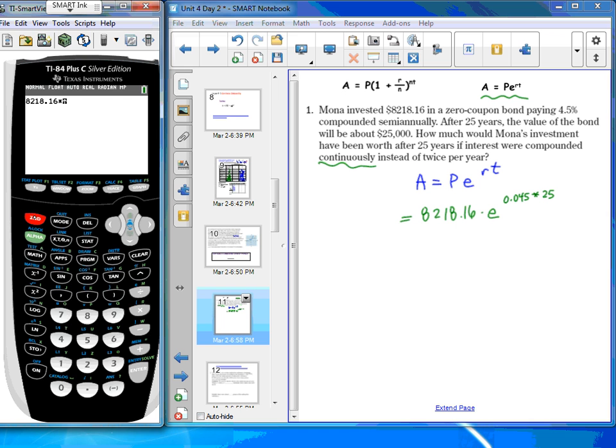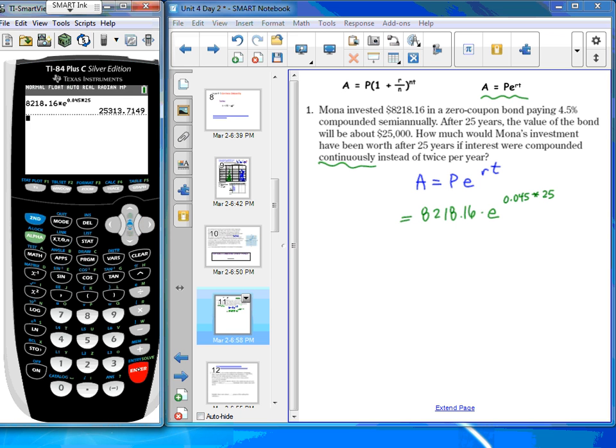times the number e is right there. Second division symbol is the number e. It's a number, not a variable. And in the exponent, I want to put 0.045 times 25, and that's all up in my exponent. So once again, we're going to do the number e, second ln, and then I'll put up the caret, and then we'll evaluate it.